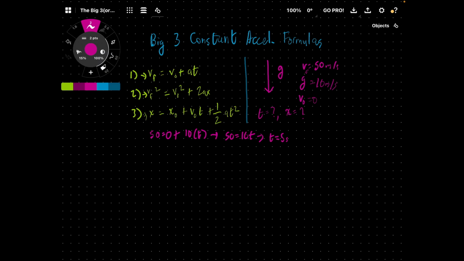So what we have here is Vf squared, so 50 squared is equal to v0 squared, so 0, plus 2 times acceleration, which is 10, times x. So this is going to be equal to 2500 equals 20x. So after that, we have 250 is equal to 2x, so x is equal to 125 meters. And that's actually a lot considering it's just 5 seconds, but that's how acceleration can really add up. That's how our first problem goes.